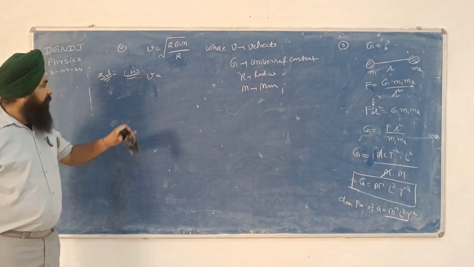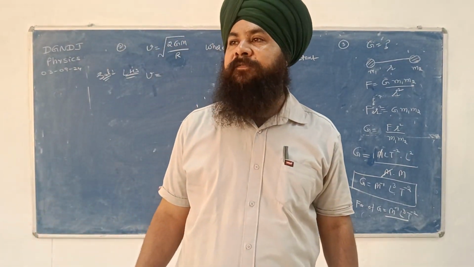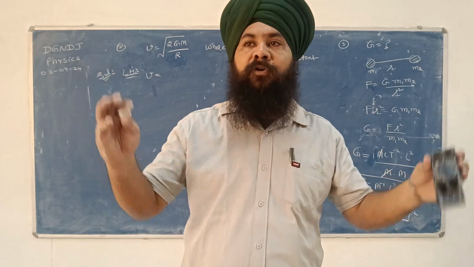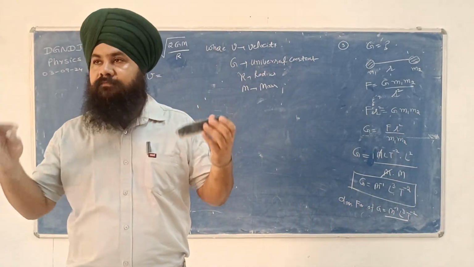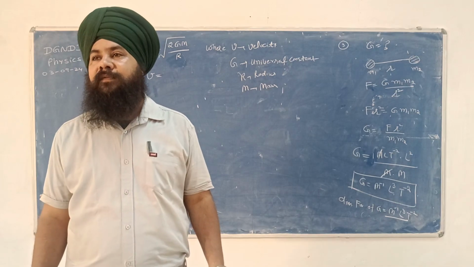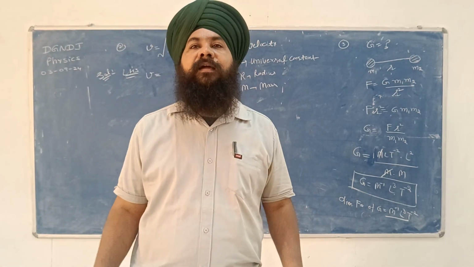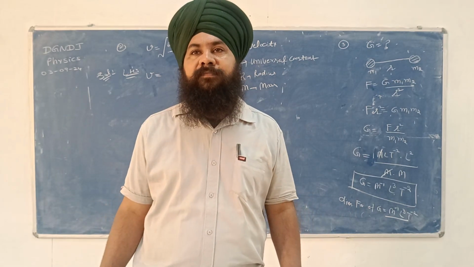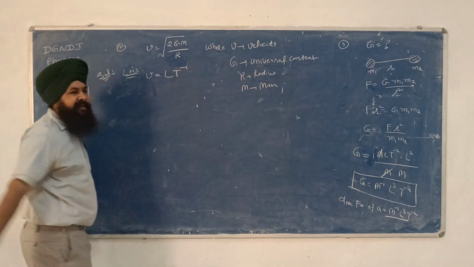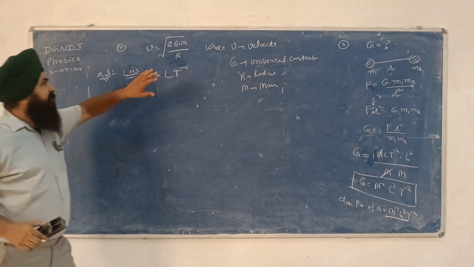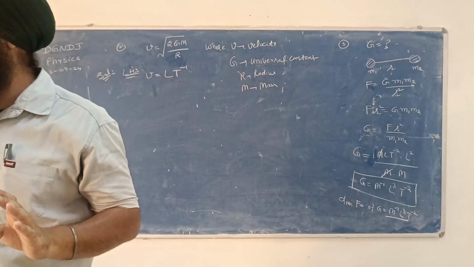Okay, now see, what is the dimensional formula of V? Please say all, say it loudly. LT minus 1. Yes, LT minus 1. So our left hand side is LT minus 1, it means our right hand side must also be equal to LT minus 1.